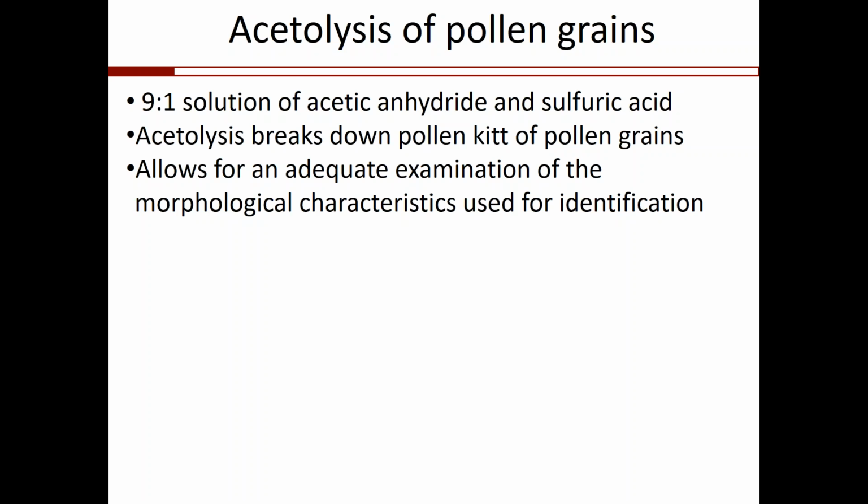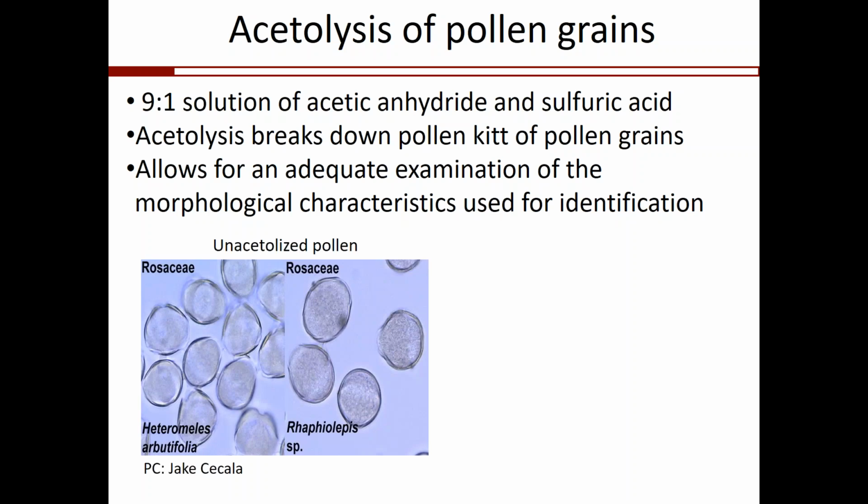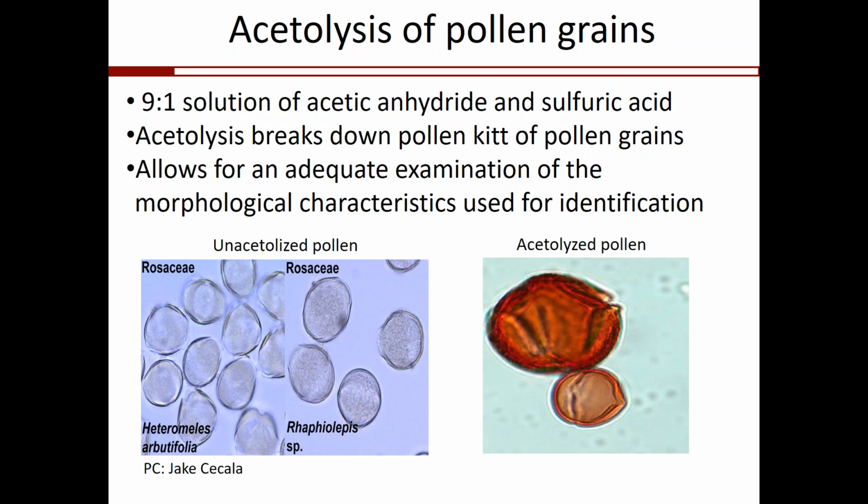And that's because we use the morphological characteristics underneath to identify what pollen it is. So here is an example of rose pollen that's unacetylized and unstained. And even with years of experience, and even if you ask Dr. Bryan, we might be able to guess what family this is, but we have no confidence in identifying what that is unless you collect it from the plant directly and you know where it's from.